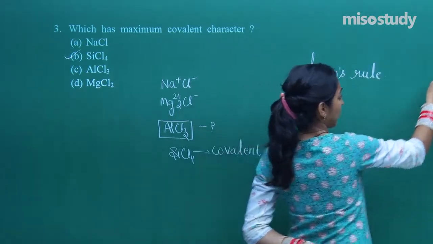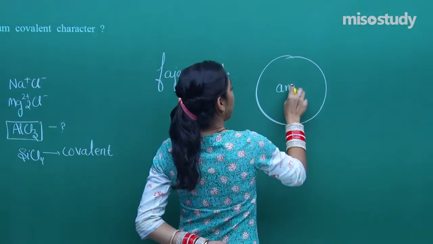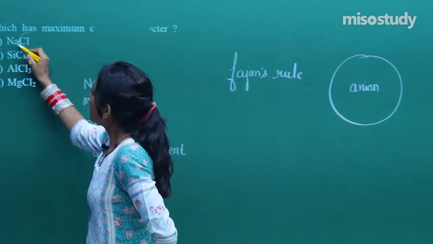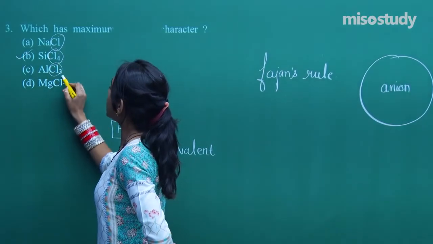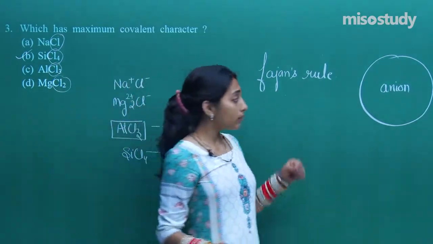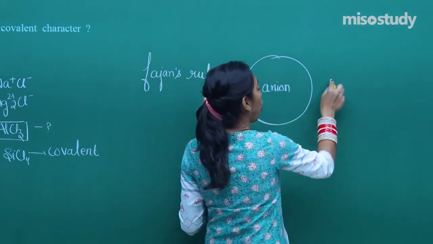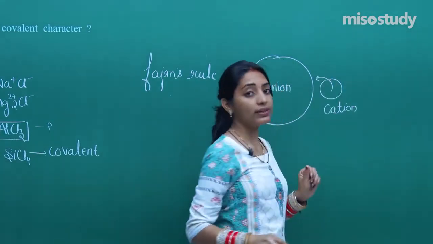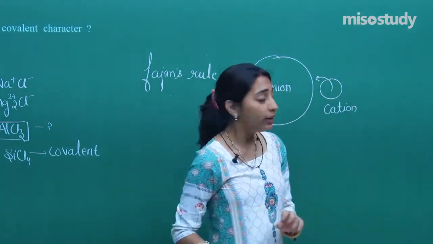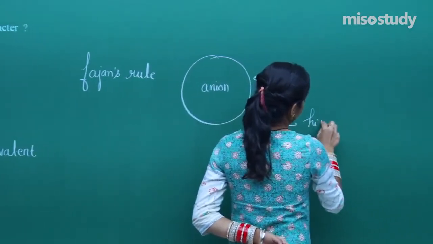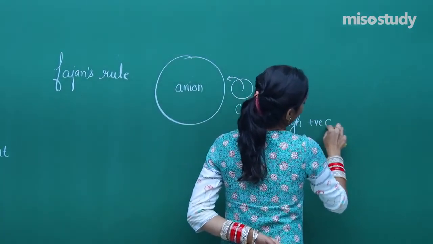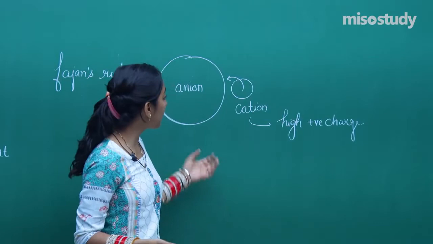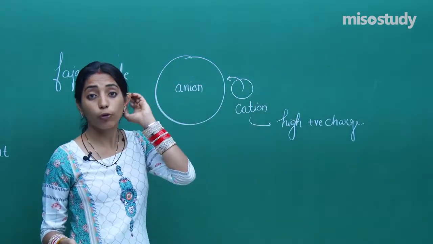So Fajans rule says that if the anion is the same, so in all the cases NaCl, Cl minus, Cl minus, Cl minus, Cl minus, then it totally depends on the cation which is going to come and influence the electron cloud around the anion. If this cation has a high positive charge, then it can easily influence the symmetrical electronic cloud of the anion.